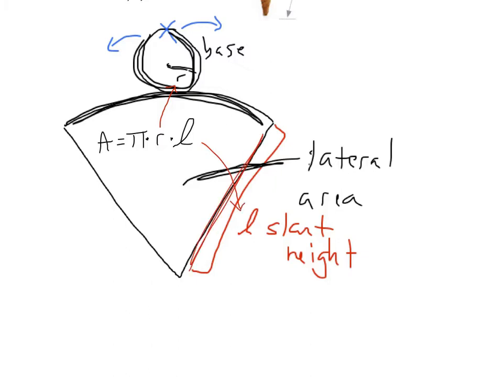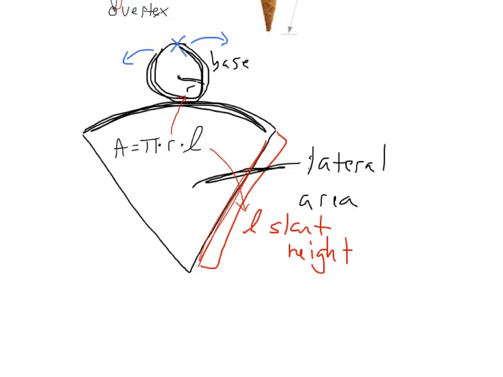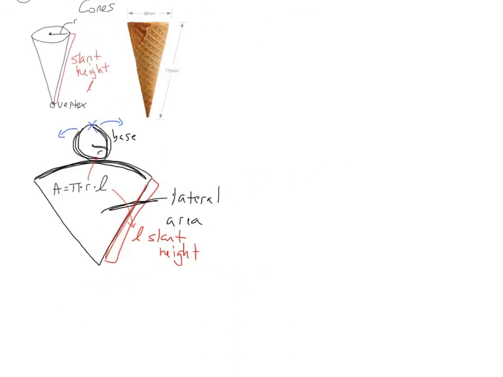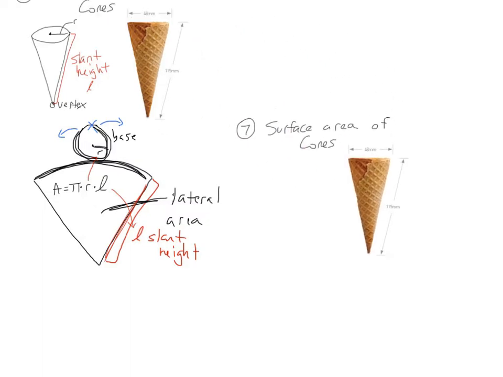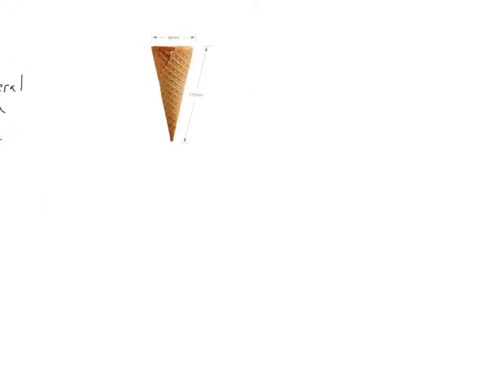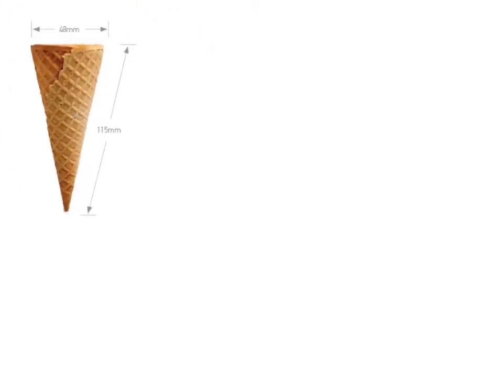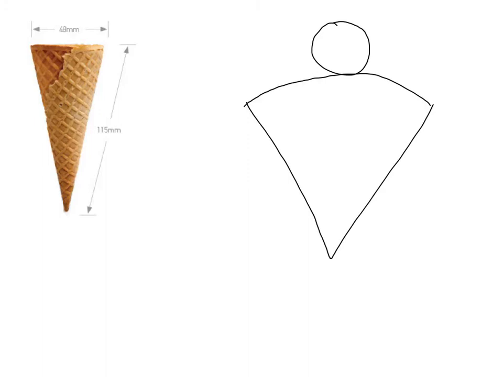So let's go ahead and use this to find the surface area of this ice cream cone. We'll take this cone and I'm going to make a duplicate image of it. Find the surface area of this cone. As a net, what would it look like? Well, we have a circle on top, and then we have that.